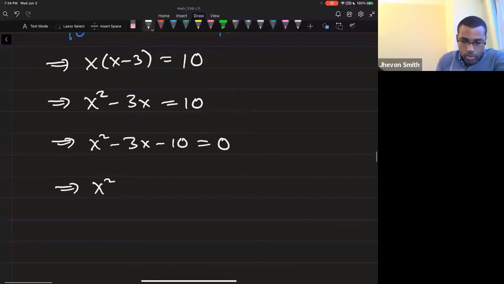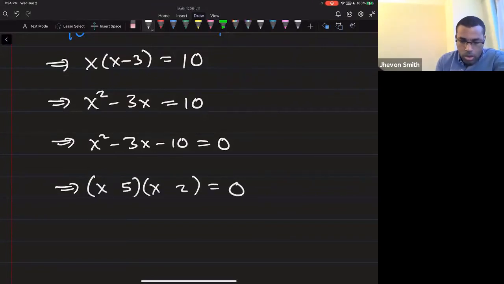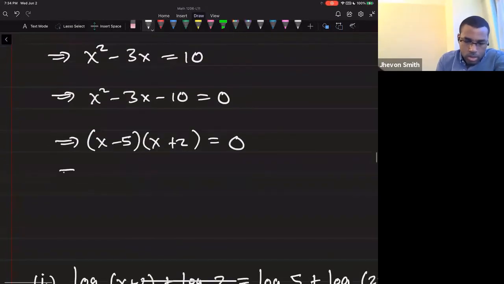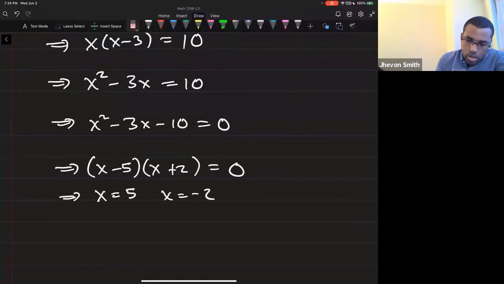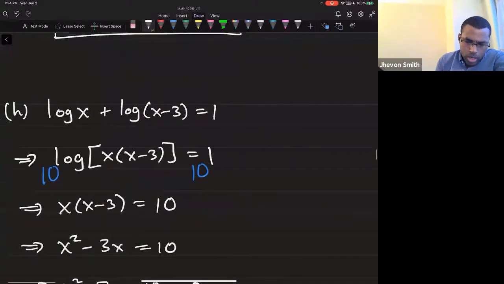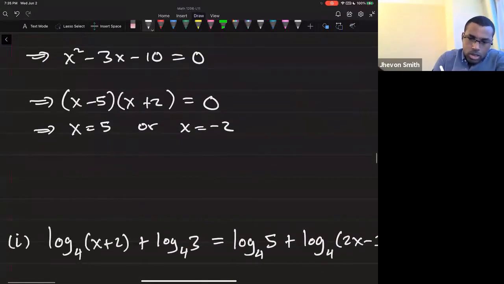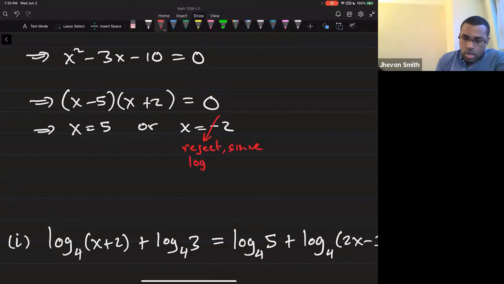Another quadratic. I think this one factors, 5 and 2 maybe. Minus 5 plus 2. Check, does that work? No. Reject, since minus 2 is undefined.